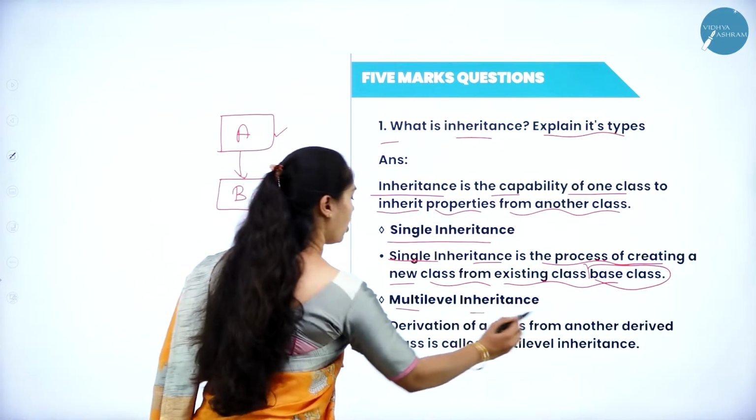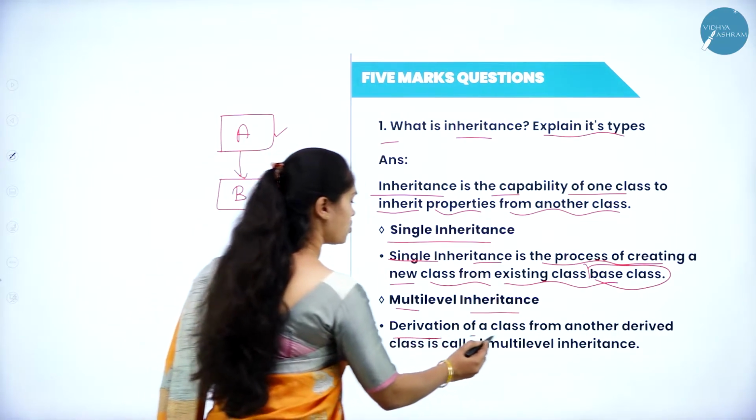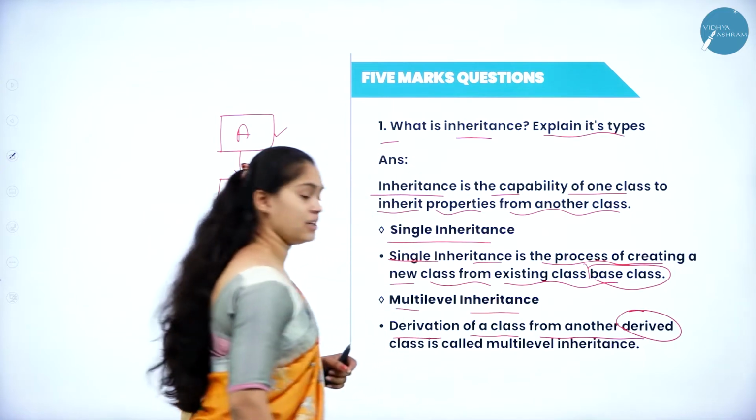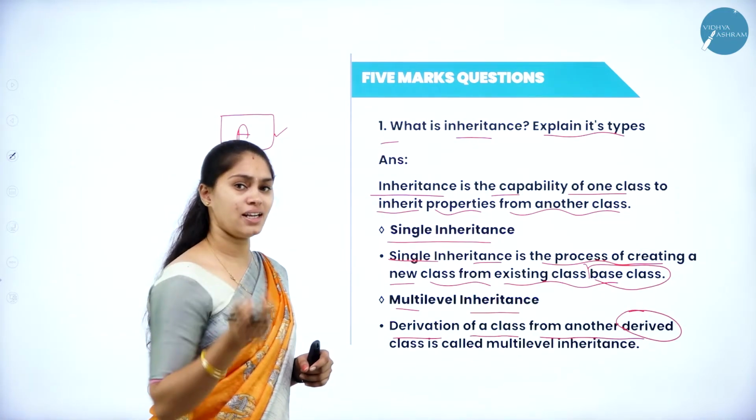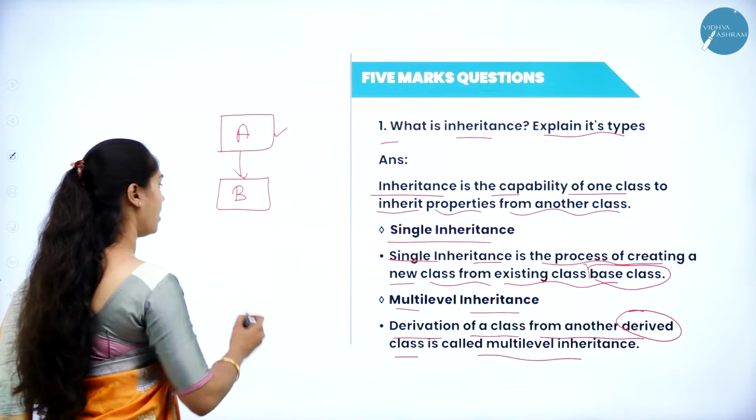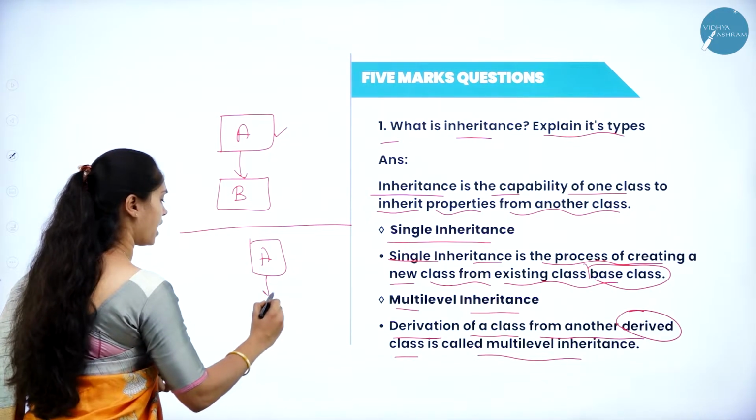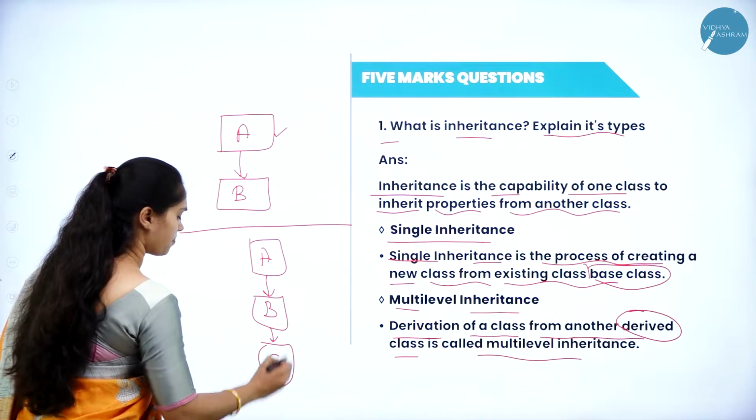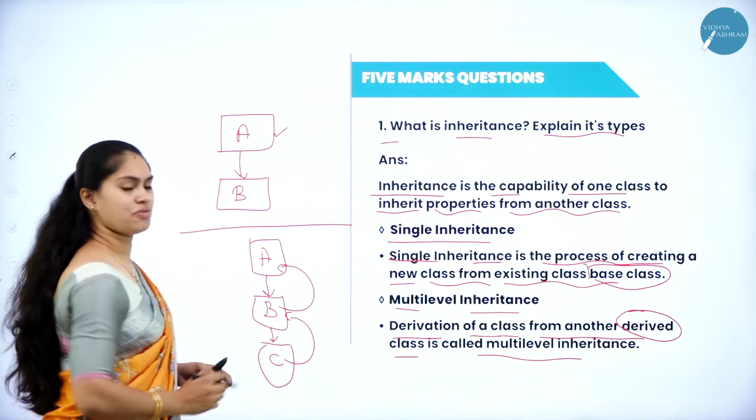And multi-level, I have already discussed the multi-level, isn't it? It is the derivation of a class from another derived class. You should never miss this keyword, derived. We are creating a new class from an already derived class, and that is considered multi-level inheritance. How am I going to write the multi-level? Consider I have A, B, and a class called C. This C is inheriting the features from B, and this B is inheriting the features from A.